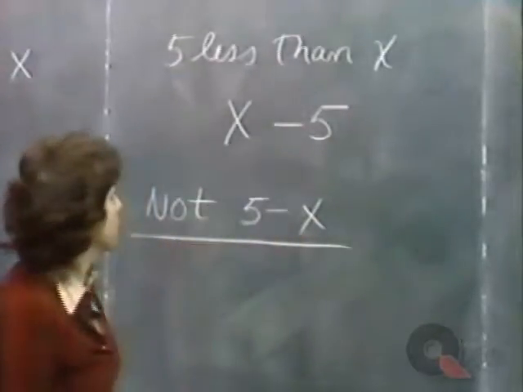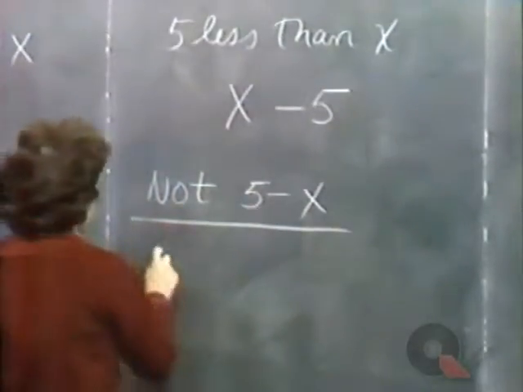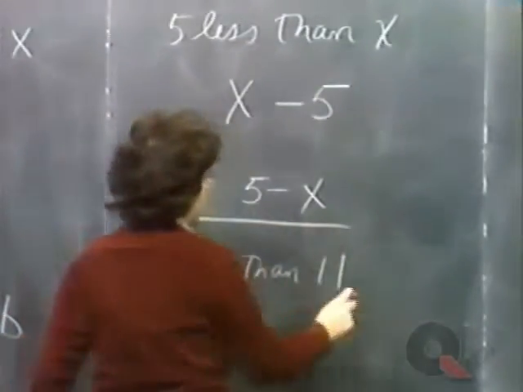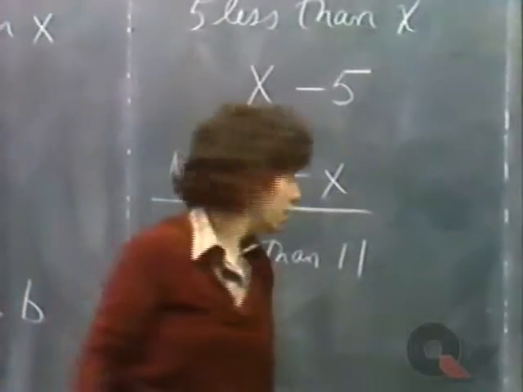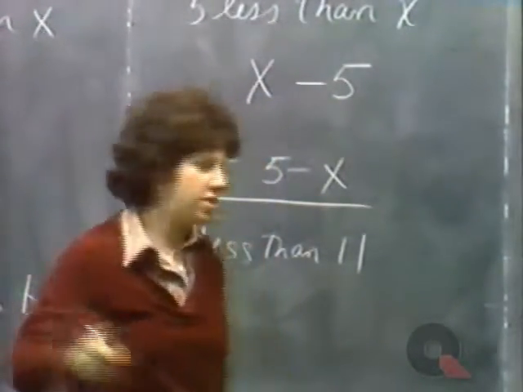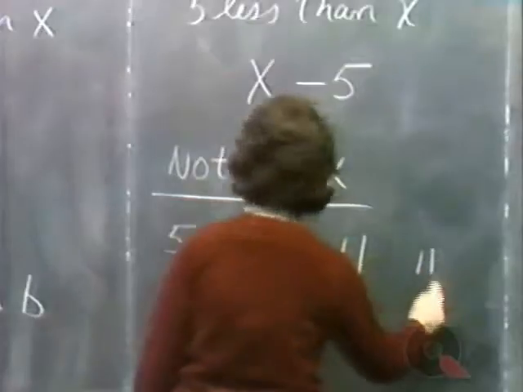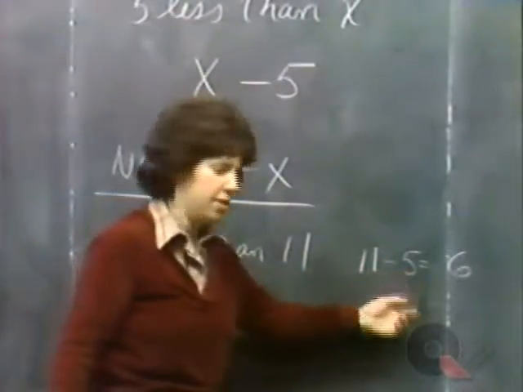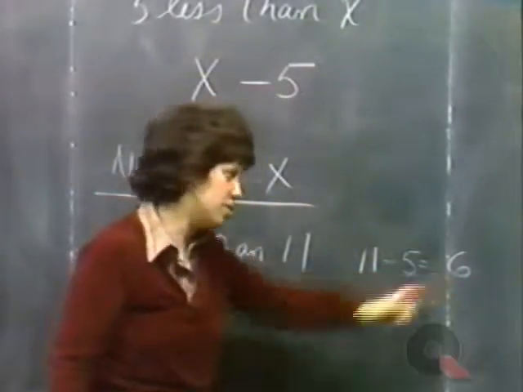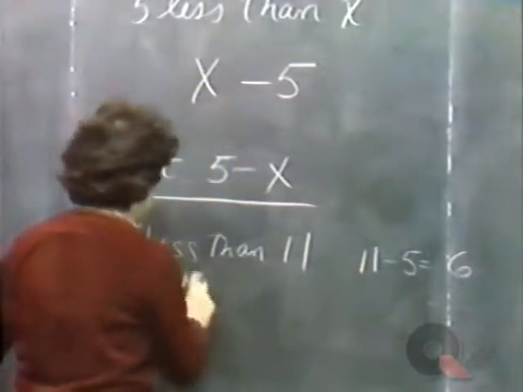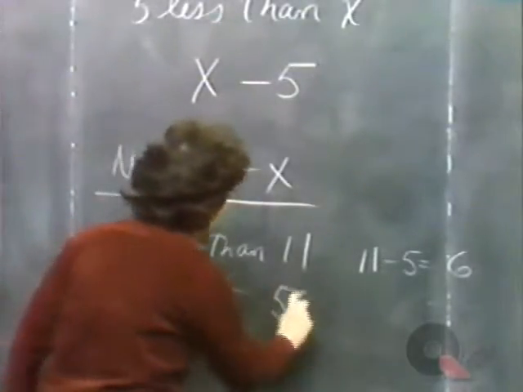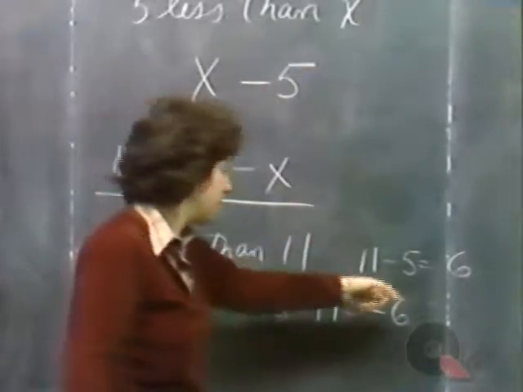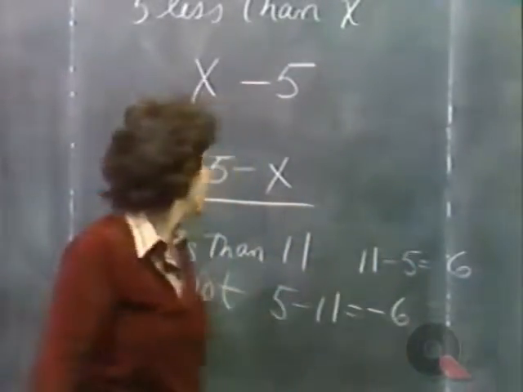This is not the same thing. For example, if I say, what is 5 less than 11? Okay, forget about algebra. I say, what is 5 less than 11? You would all say 6. It's 11 minus 5, which is 6. That is taking 5 away from 11, giving you 6. You wouldn't write 5 minus 11, which is minus 6.